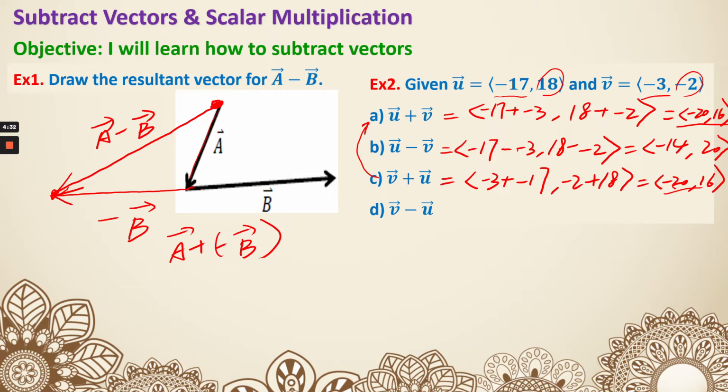Lastly, V minus U. Of course, you need to do it in this order. So -3 minus -17, -2 minus 18, that is going to give you a +14 and a -20. Even though the numbers look similar to U minus V, they are opposite numbers, so they are not the same. That means subtraction is not commutative.